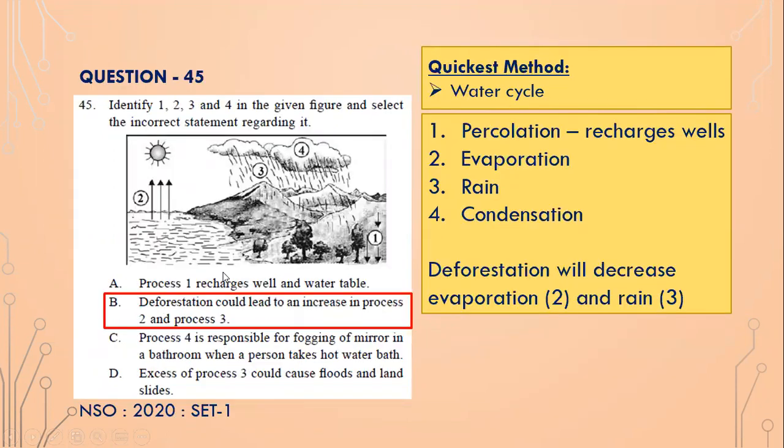So which is the incorrect statement? Deforestation could lead to an increase in process 2 and 3. So if you cut down the trees, if you cut down the forest, isn't it? It will lead to increase in process 2? No, it will not lead to increase in process 2. It will decrease evaporation, isn't it? Because of climate change, less water will get evaporated and less rain will fall, isn't it? Less rain will fall. Evaporation and rainfall cycle will be adversely affected if you cut down the trees, isn't it?